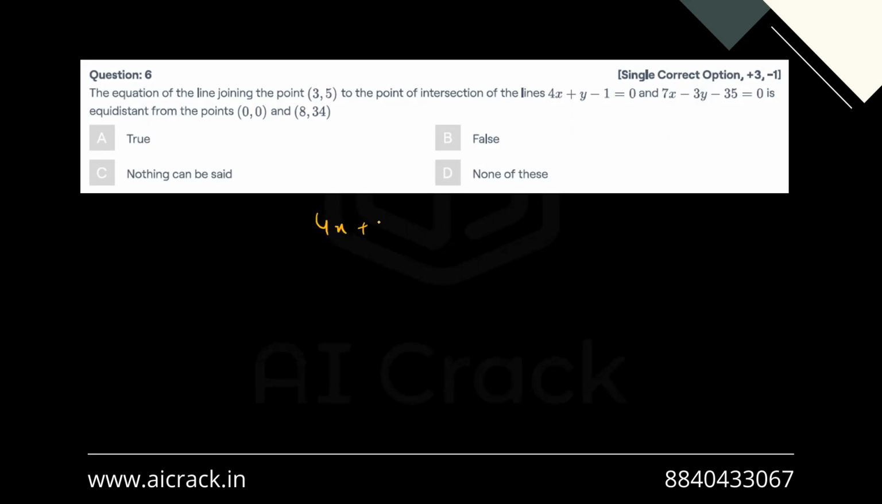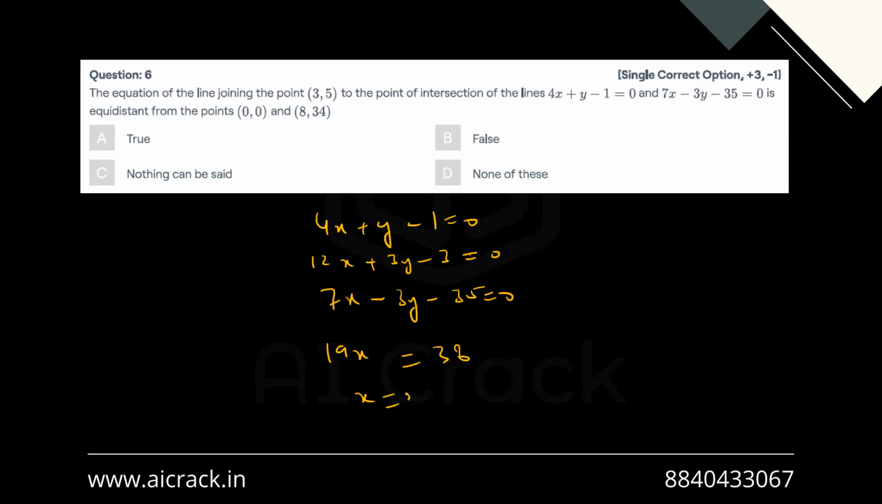So we have 4x + y - 1 = 0, and we have 7x - 3y - 35 = 0. So I'll multiply the first equation with 3. So that would give me 12x + 3y - 3 = 0, and I'll add them up. I'll be getting 19x = 38, basically x = 2. Now since x = 2, if I put this over here, that would be 8 - 1. So y = -7. So we have got the point (2, -7) as the point of intersection.